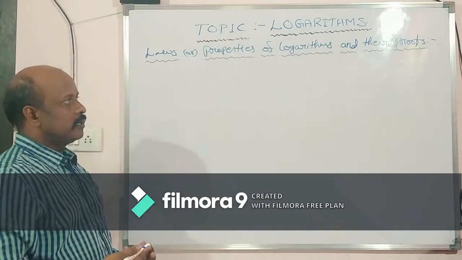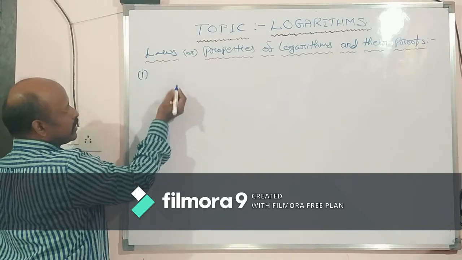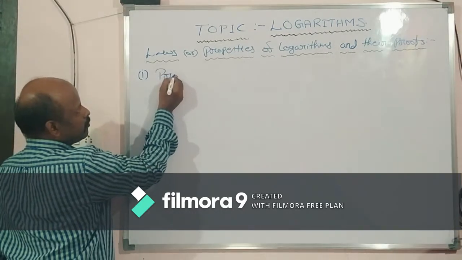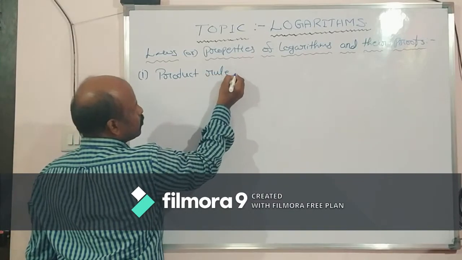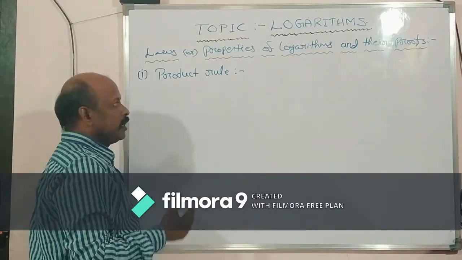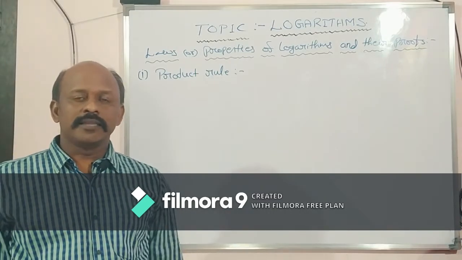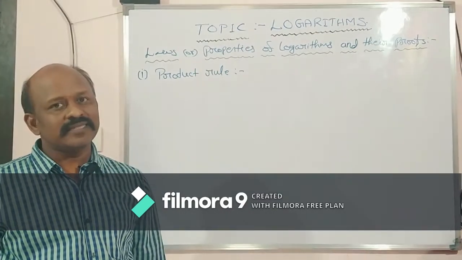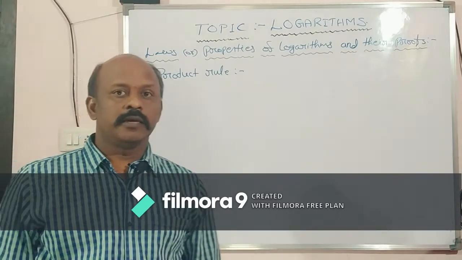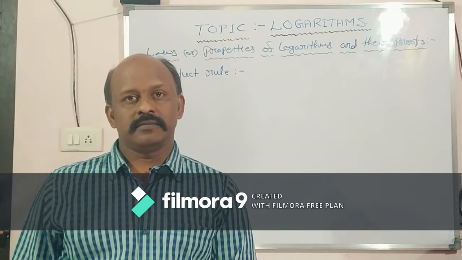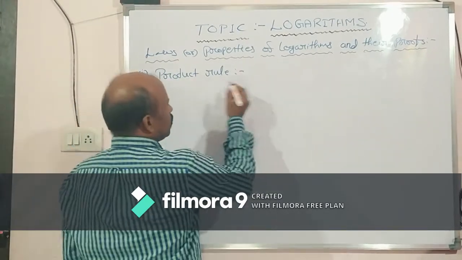In that, the first one is the product rule. Here the product rule is: the logarithm of the product is the sum of the logarithms of the factors. I am going to write over here, product rule.